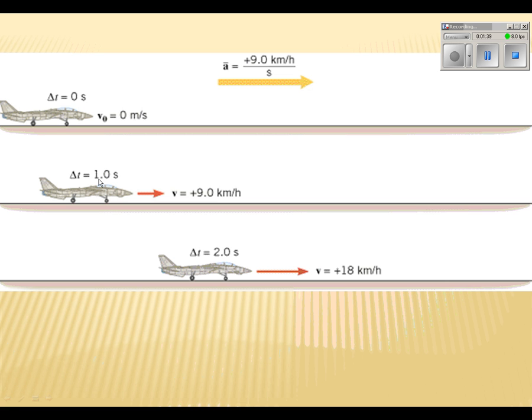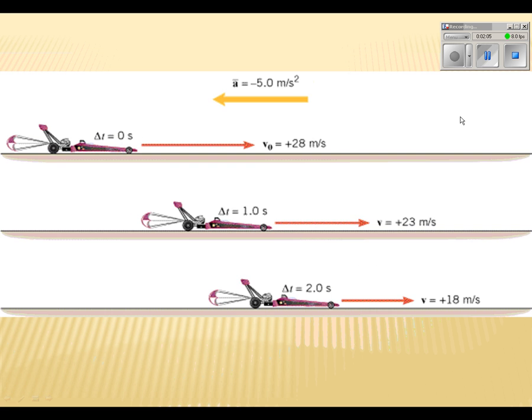And so that means after 1 second, the airplane is now moving at 9 kilometers per hour. After 2 seconds, the airplane is now moving at 18 kilometers per hour. And after 3 seconds, the airplane would be moving at 27 kilometers per hour. You'll notice up here at the top, there's an acceleration arrow forwards because this object is moving forwards and speeding up, and it's changing at a rate of 9 kilometers per hour per second.